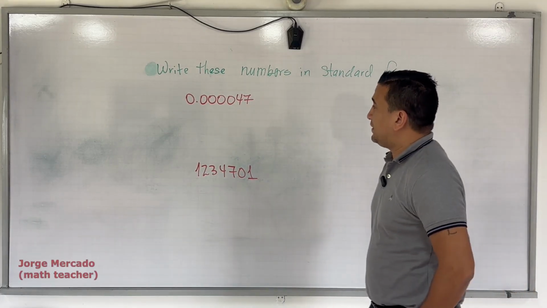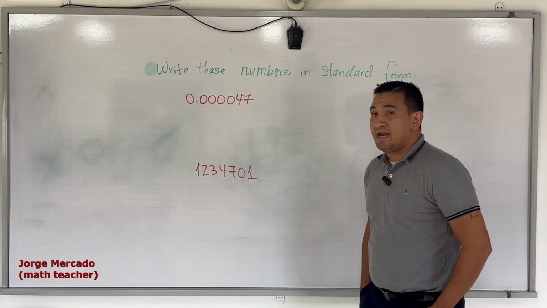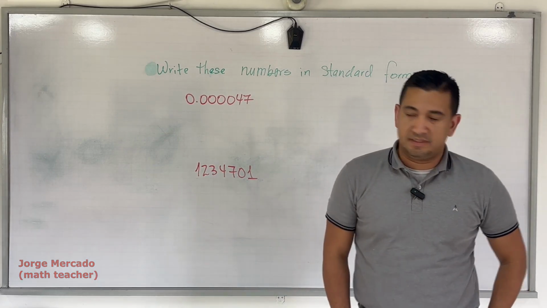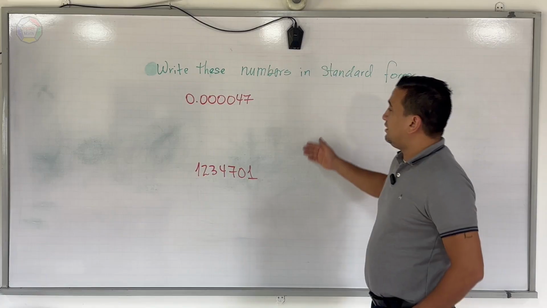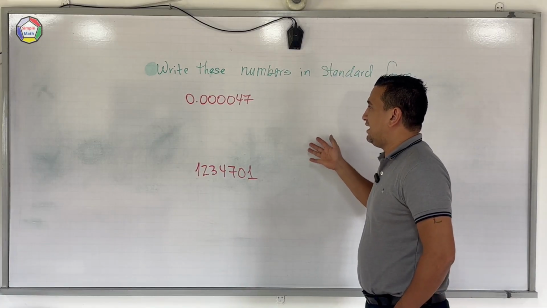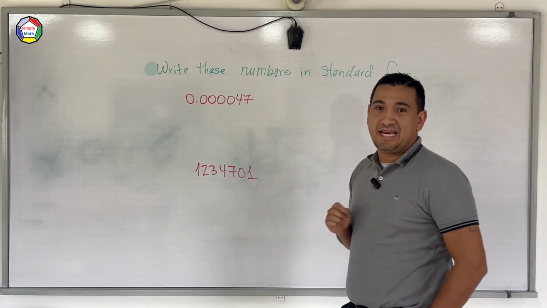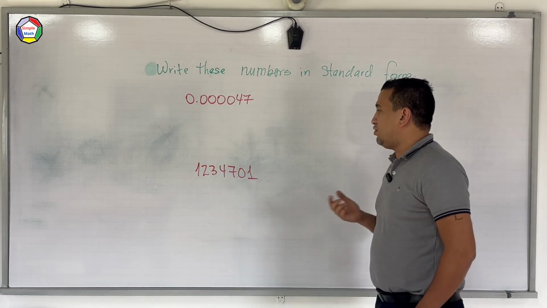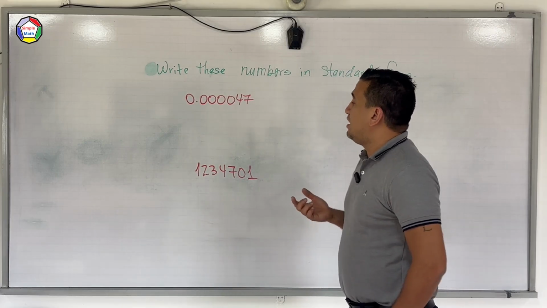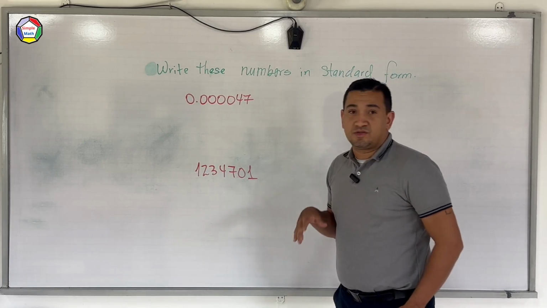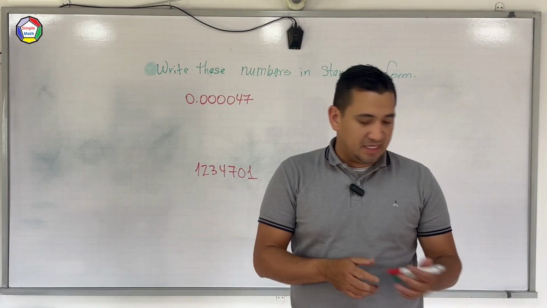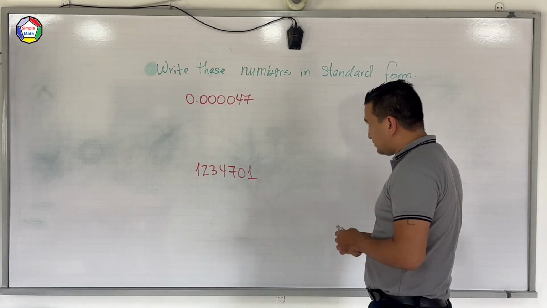In this video, I will explain how to write a number in standard form. These two numbers are in the shape of an ordinary number. Yes, an ordinary number. So the instruction is: write these numbers in standard form. So what I'm going to do is this.